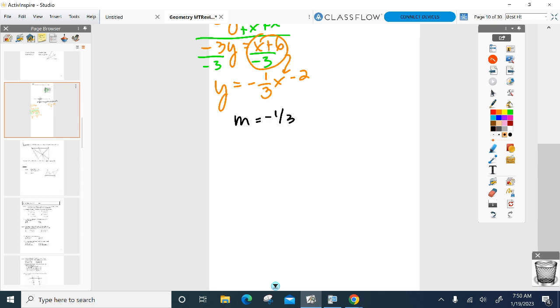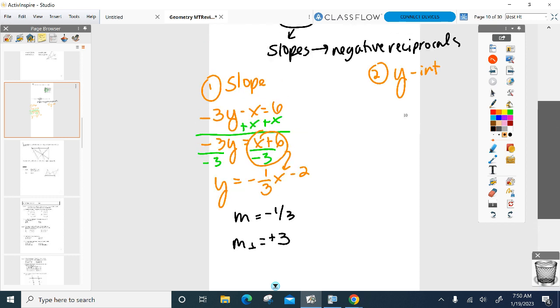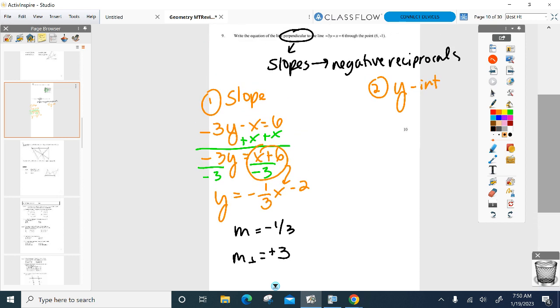Negative 1/3. How about a line perpendicular to it? Positive 3. You flip and change the sign, right? All right, so I got the slope. Now I go to the y-intercept. What letter usually represents y-intercept? B, and there's only one thing that we know has a B in it.